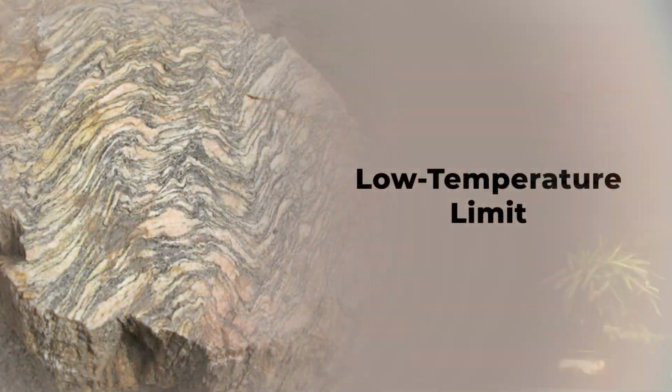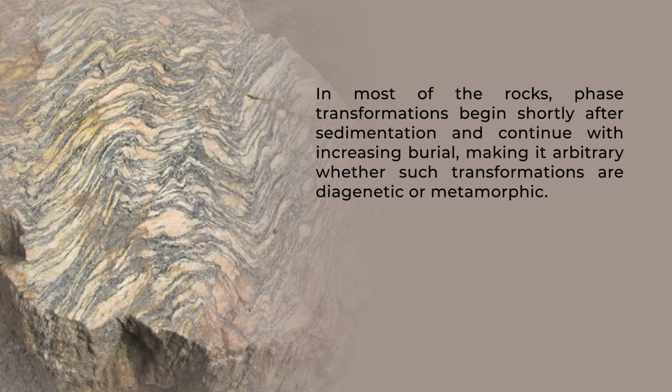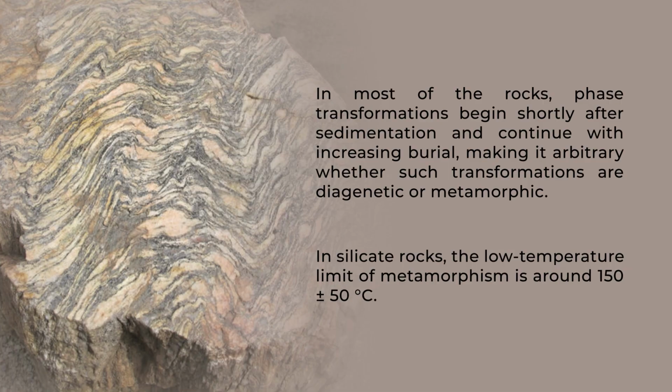And in most rocks, the phase transformation begins shortly after sedimentation and continues with increasing burial. And sometimes it becomes very difficult to find the exact boundary between diagenetic processes and metamorphism. In silicate rocks, the lower temperature limit of metamorphism is around 150 plus or minus 50 degrees centigrade.